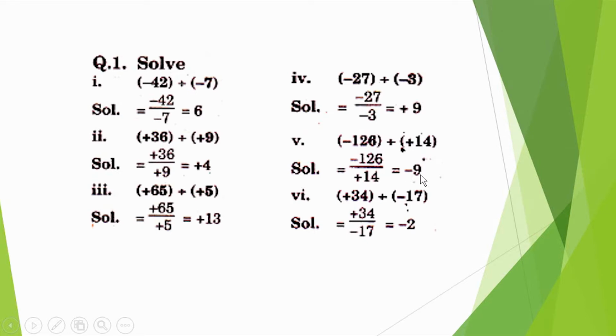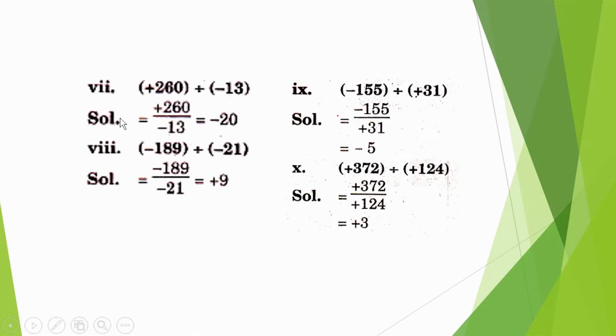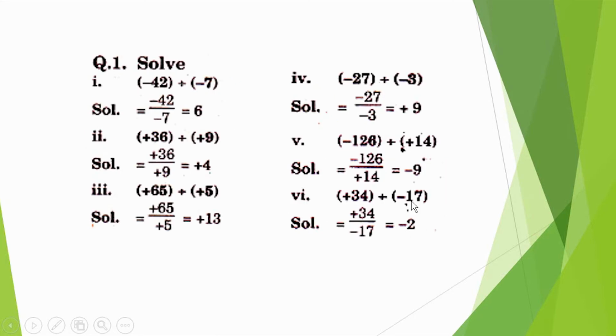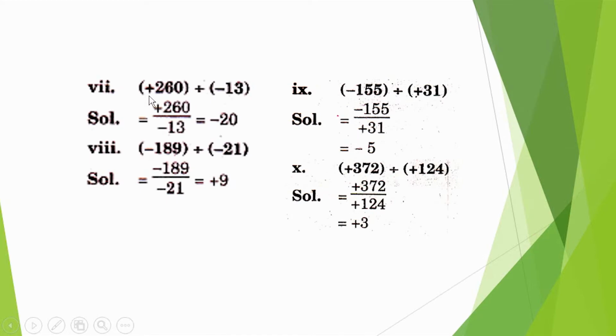Now minus 26 dividing by plus 14. 14 nines are 126 and the sign will be plus minus minus. Now plus 34 dividing by minus 17. 17 twos are 34 and the sign will be minus minus plus.